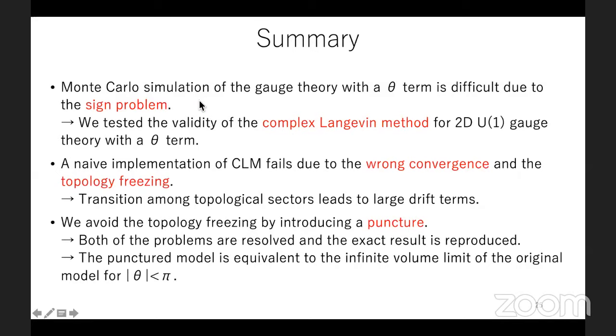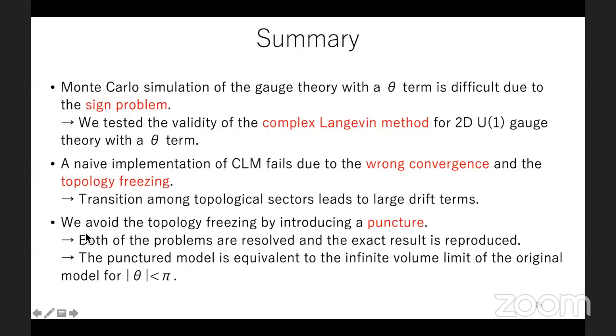So Monte Carlo simulation of the gauge theory with the theta term is difficult due to the sign problem. So we tested the validity of the complex Langevin method for 2D U(1) gauge theory with the theta term. But the naive implementation of the complex Langevin method fails due to wrong convergence and also the topological freezing problem. That is because transition among topological sectors leads to a large order term. These problems are correlated, and they are a trade-off problem. So we cannot avoid both of them.